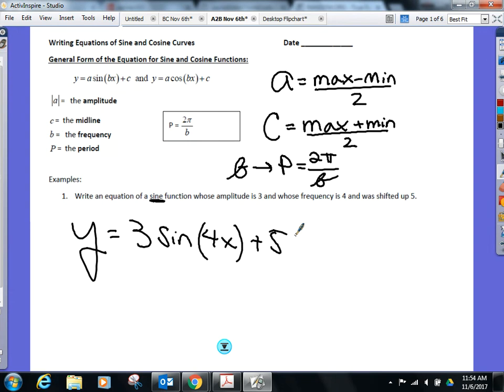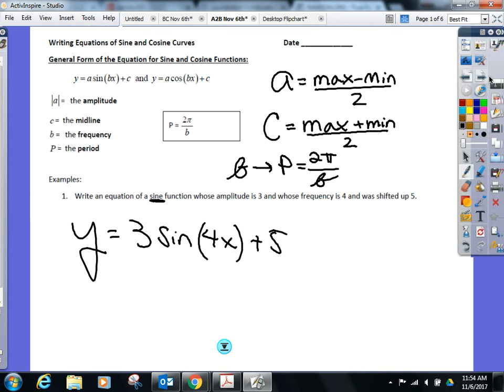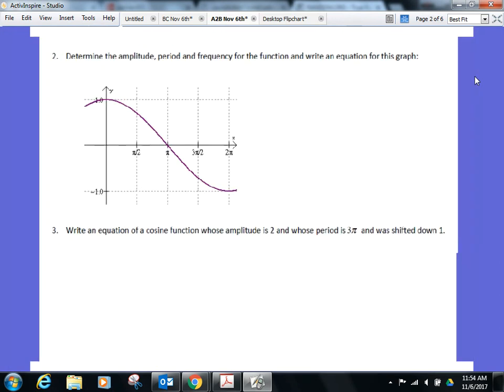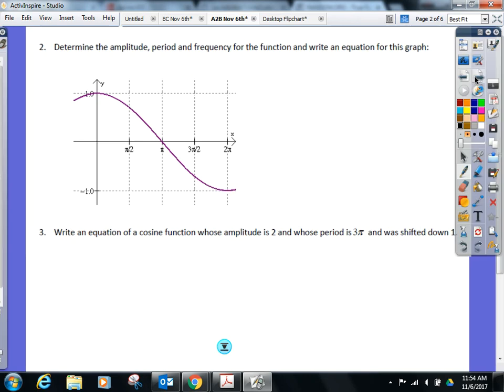Am I always going to give you everything? Probably not. Look at that next one. I didn't give you anything in words. I just gave you the graph. What's the equation of that graph? So you need to find the A, B, C value right now just using the graph.